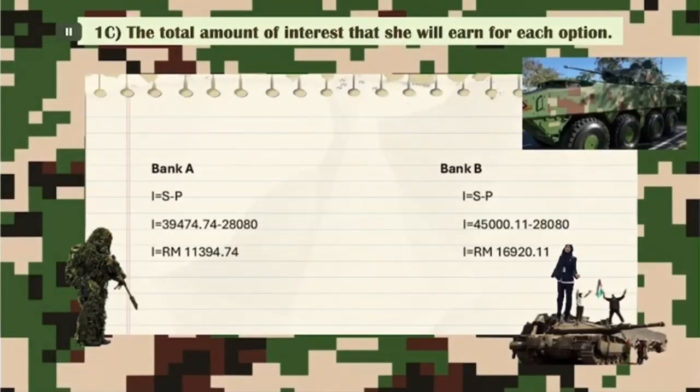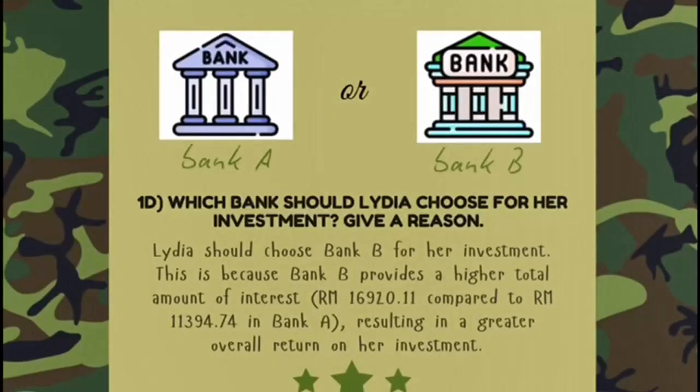Question 1C. The total amount of interest that she will earn for each option. For this question, we have to find the interest. First, the formula is I equal to S minus P. Bank A: I equal to 39,474 minus 28,080. I equal to 11,394.74 ringgit. Meanwhile, for Bank B, I equal to 45,000.11 minus 28,080. I equal to 16,920.11 ringgit.